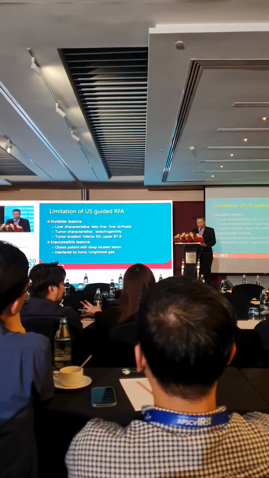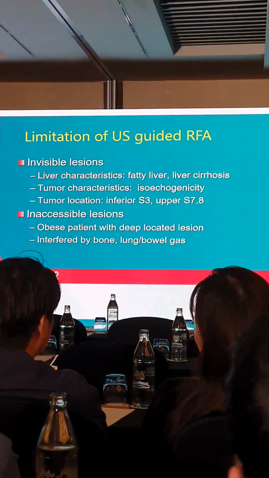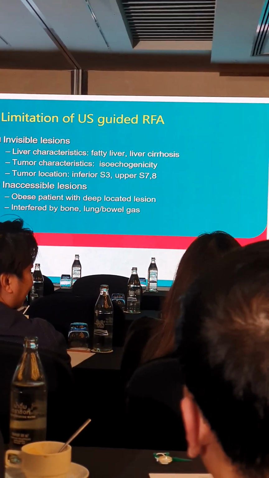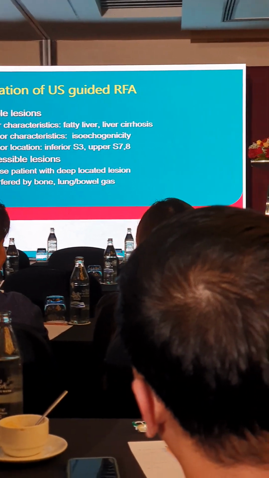One limitation is invisibility. It may be caused by liver characteristics, such as fatty liver or liver cirrhosis. Another is tumor characteristics, such as isoechoic tumor. Another cause is tumor location.